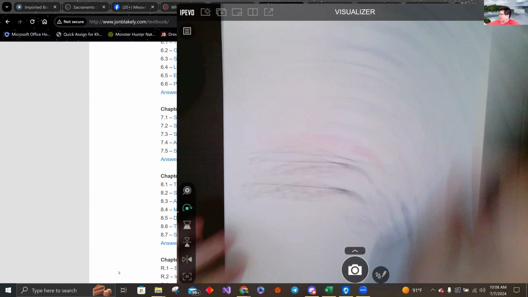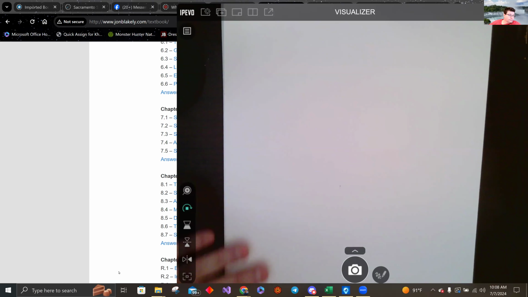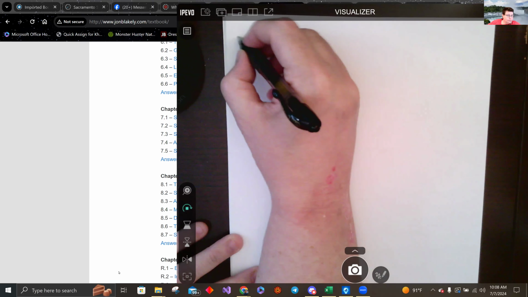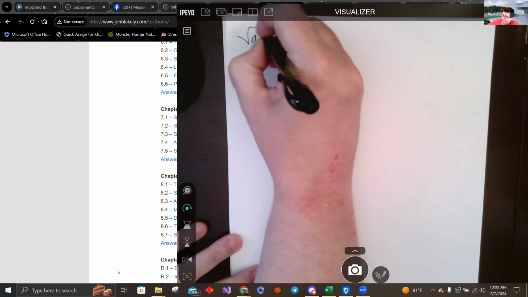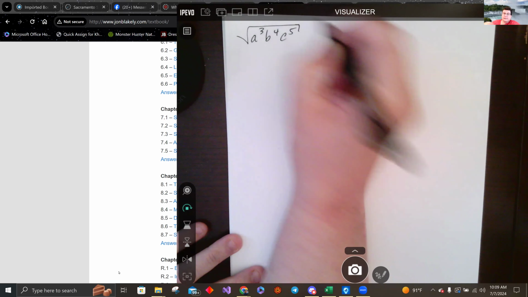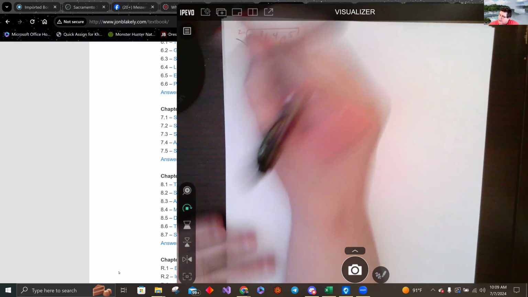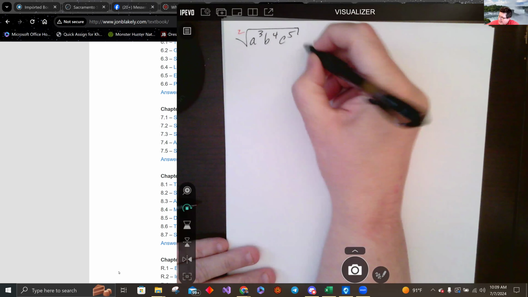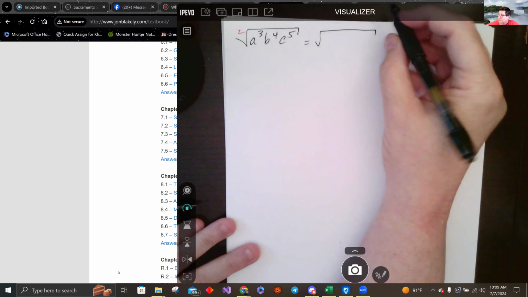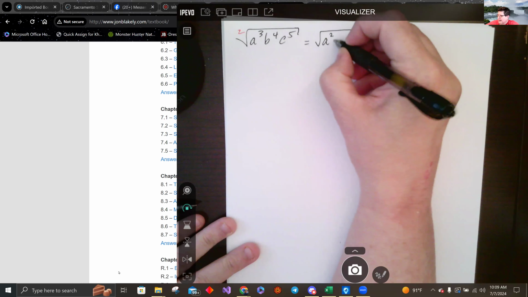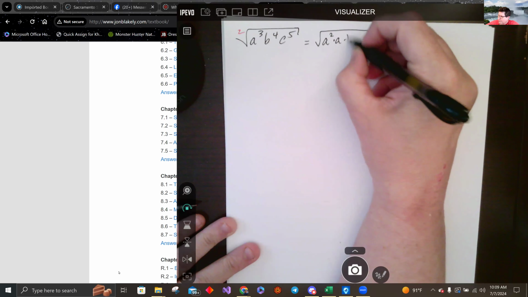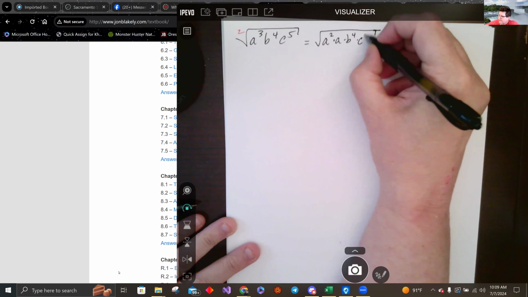Now we'll make it a little more complicated. Let's do the square root of a cubed b to the fourth, c to the fifth power. Now this has got an index of 2. This is easier if we break up the inside into things that are multiples of 2. So this is going to be a squared times a. B to the fourth is fine. We're going to do c to the fourth times c.